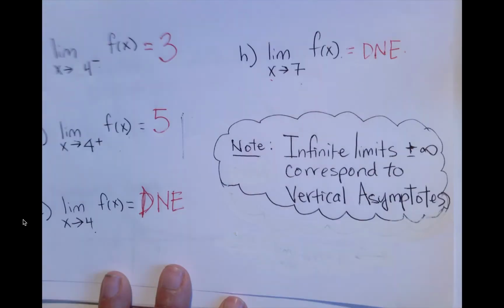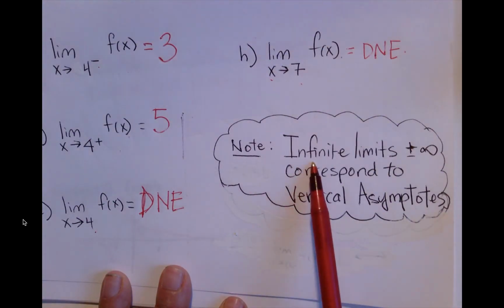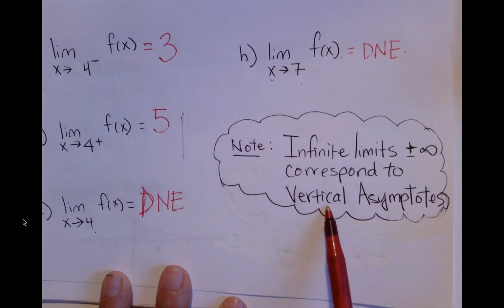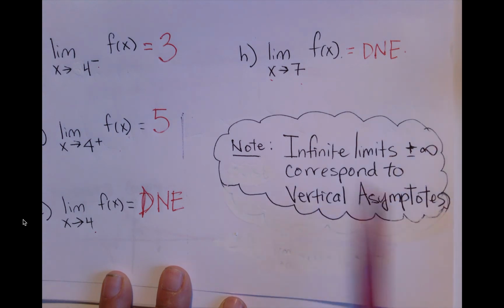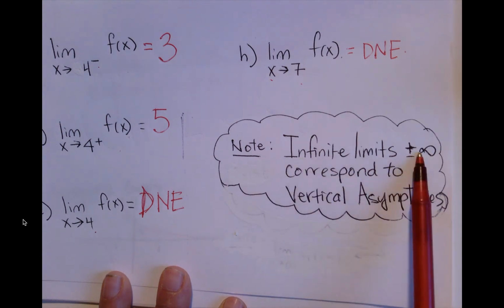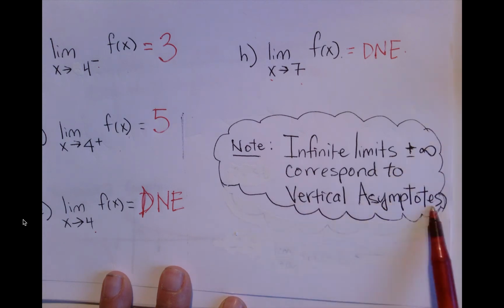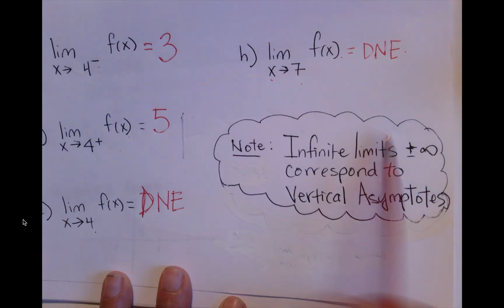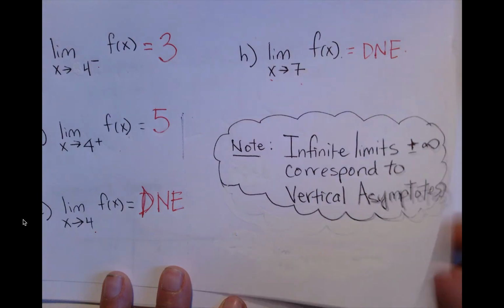One last thing I want to say is that infinite limits correspond to vertical asymptotes. So if you attempt to compute a limit and you get positive or negative infinity as your limit, then you know you have a vertical asymptote. So this is our calculus definition of vertical asymptotes.